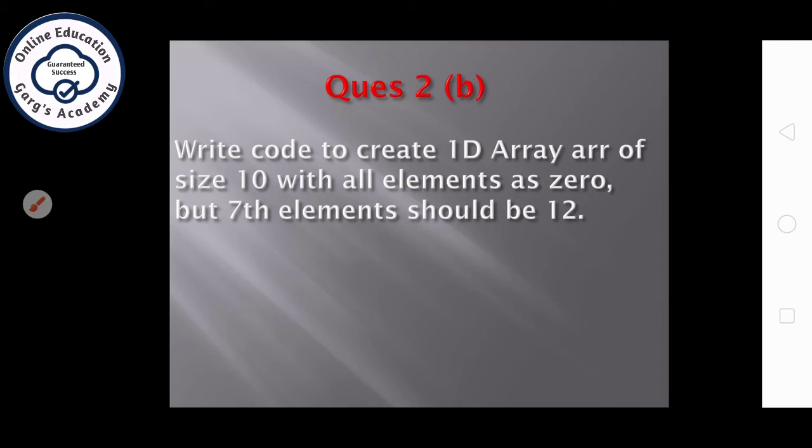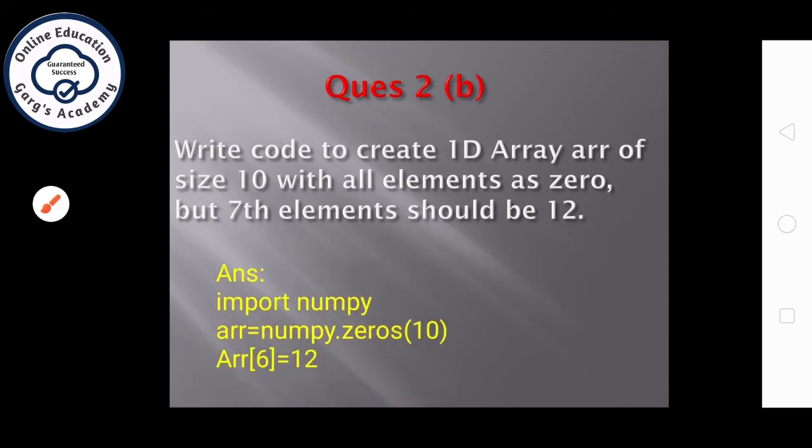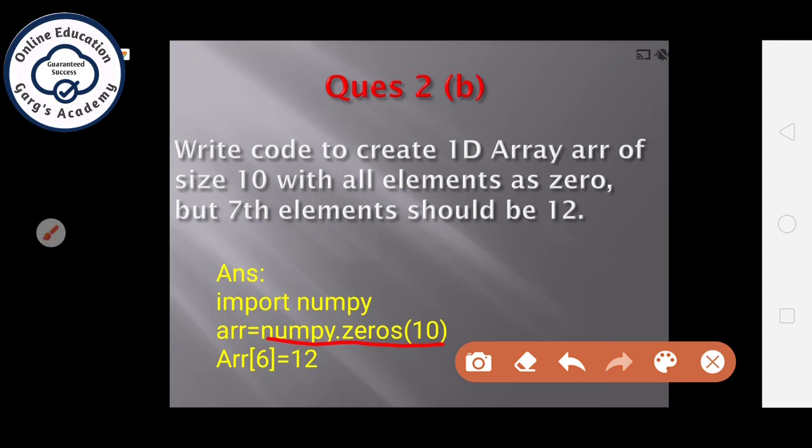Next question, write code to create 1D array of size 10 with all elements as 0, but 7th element should be 12. So students, we have many functions to create array, but the most convenient here we can use is zeros function. In this way, first we will write numpy.zeros with argument 10. It will create an array with all value 0 and size 10, means 10 elements. After that we have to change the 7th element as 12. So we will write array of 6 equal to 12. How it will change the 7th element? Because index starts always with 0.